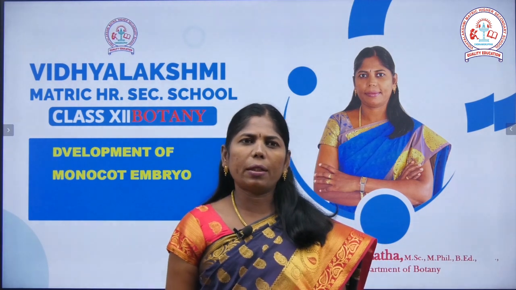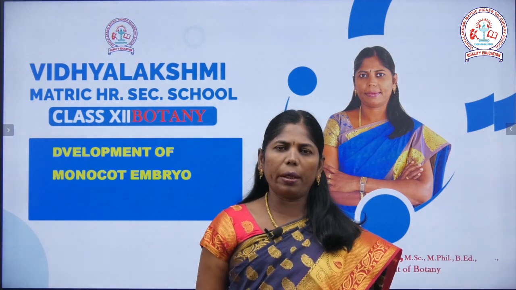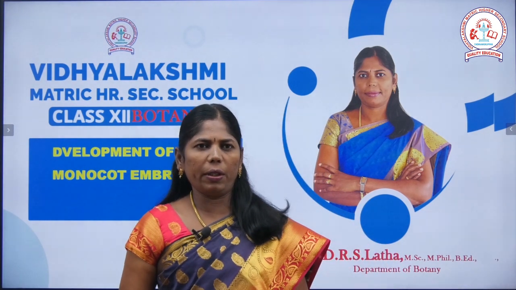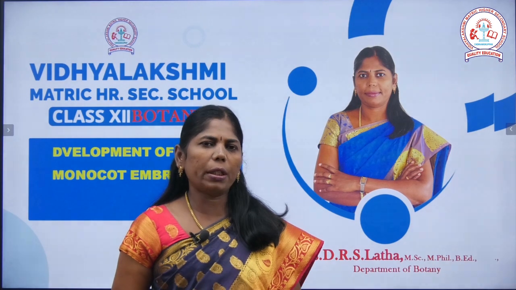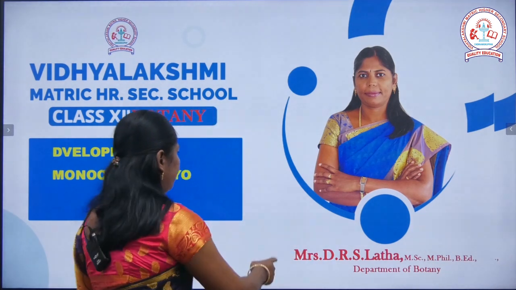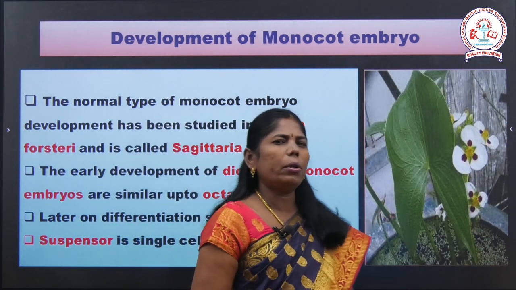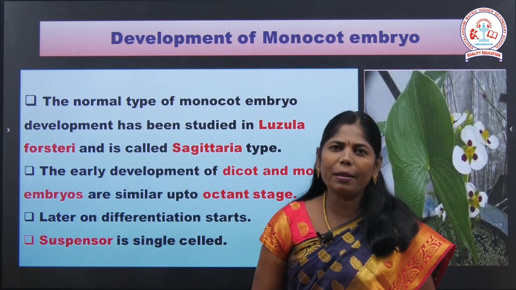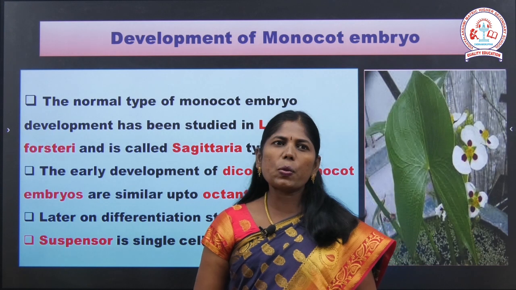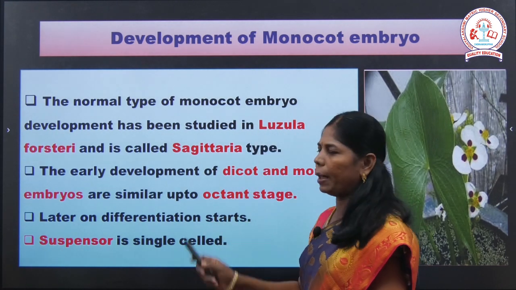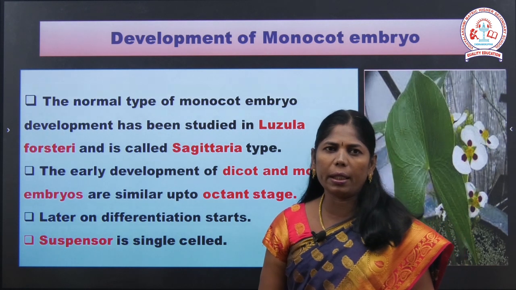Today we are going to see the topic development of monocot embryo. We already studied the development of dicot embryo in the last video, so the next one is development of monocot embryo. The normal type of monocot embryo development has been studied in the species Luzula forsteri. That is known as the Sagittaria type.